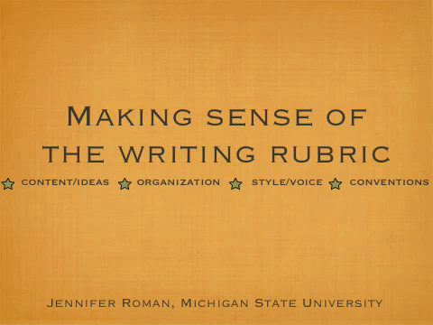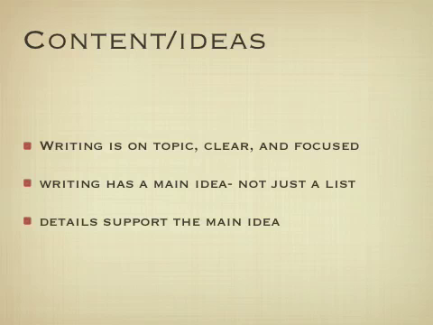There's four areas that we score when we look at a kid's writing: content and ideas, organization, style and voice, and conventions. So I'll just take a few minutes and go through each one of those. The first area we look at is content and ideas. This is where we look to see if the kid is writing on topic, if the child is writing an actual story and not just a list.